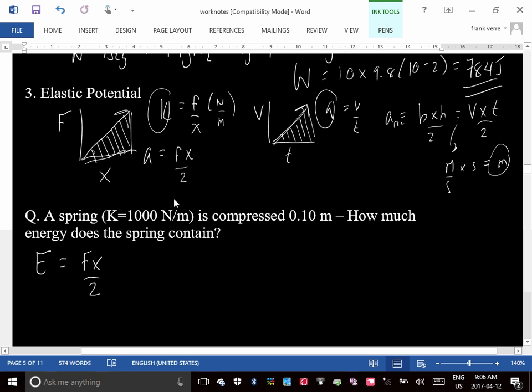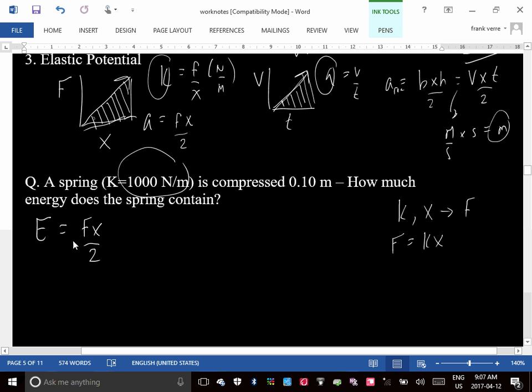So like, for example, in this question here, we're just given K. We're not given the force. Now, we can work out the force very easily, because if I have K and I have X, I can work out the force, right? Because remember, F equals K times X. And then we can go ahead and plug it in, because now you have the force, you have the compression. So we can do that here, right? So let's actually do that first.